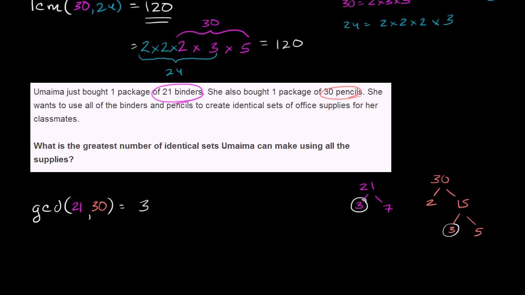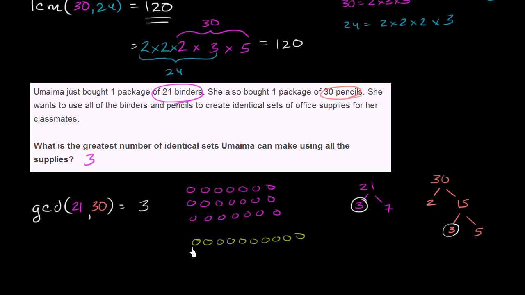So just to be clear of what we're doing. We've answered the question, it's 3, but just to visualize it, let's actually draw 21 binders. So 1, 2, 3, 4, 5, 6, 7, 8, 9, 10, 11, 12, 13, 14, 15, 16, 17, 18, 19, 20, 21. And then 30 pencils. So I'll just do those in green. So 1, 2, 3, 4, 5, 6, 7, 8, 9, 10. Let me just copy and paste that. This is getting tedious. So that's 20, and then paste.